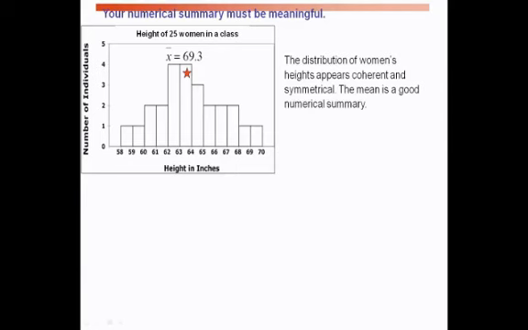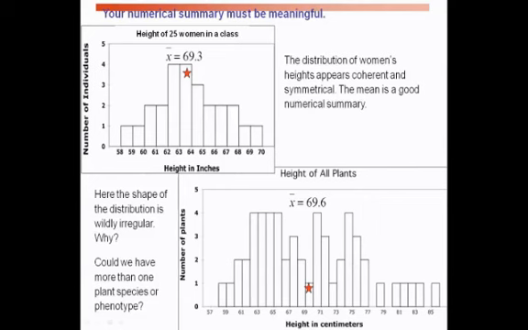Okay? Now, let me show you another example. Take a look at this. Is that a symmetrical distribution? Same mean, approximately. But don't you think the one on the bottom looks a little skewed? In fact, if you look carefully, and I'm going to show you that in the next page, you will see that the bottom distribution is actually composed of 3 different types of data. Therefore, that average 69.6 height of all plants is really not a good indicator.